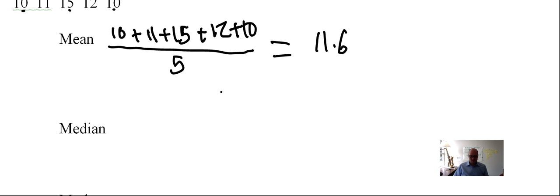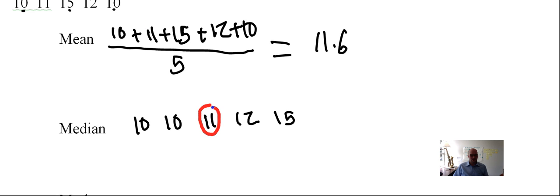So the next one is the median. The first step in the median is to sort the data from smallest to biggest. So here we go. We have a 10, another 10, then an 11, then a 12, and finally a 15. Then we find the data point that's right in the middle. So here it is, 11. So 11.6 is our mean, and 11 is our median, because it's just the value right in the middle. Right away we can see 11 actually occurs in this data set, while 11.6 does not. If we want a value that actually occurs, it's more likely to happen if we use the median. Not always, but more likely.